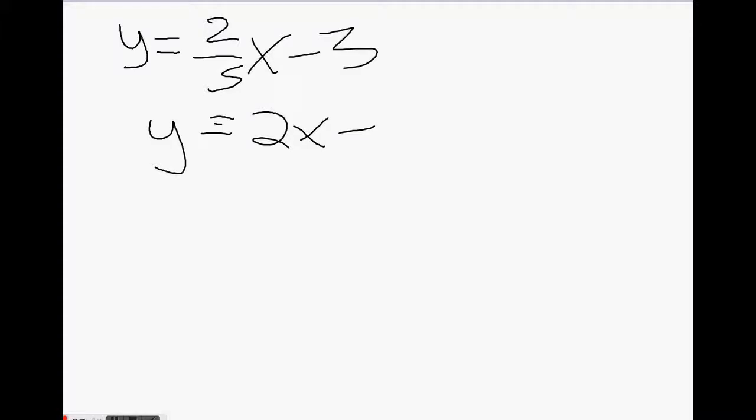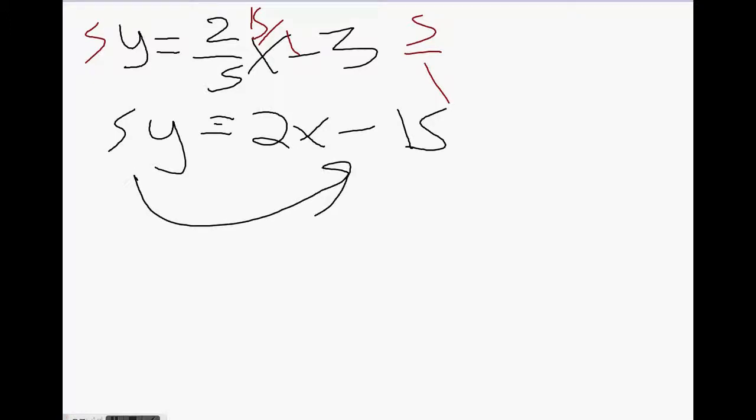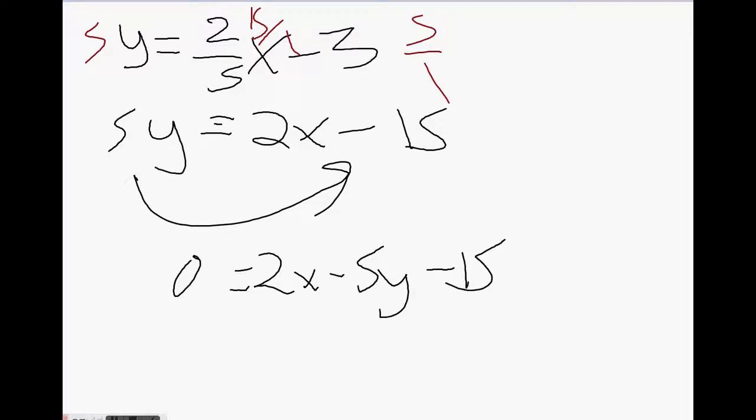2x minus 3 times 5, which is 15, right? Because what I did is I multiply each side by 5 over 1. Okay. So that gives us this. And I have to do it here. Sorry, so that's 5y equals 2x minus 15. So we got to subtract 5y from both sides. So we got to move this over here. So we get 0 equals 2x minus 5y minus 15. Alright, that's it. So that completes the first page.